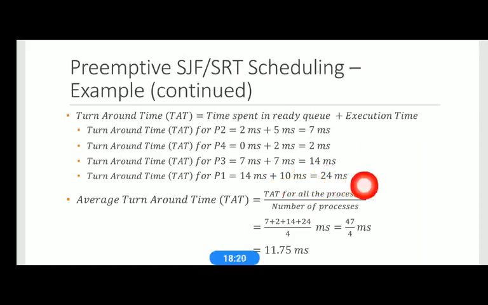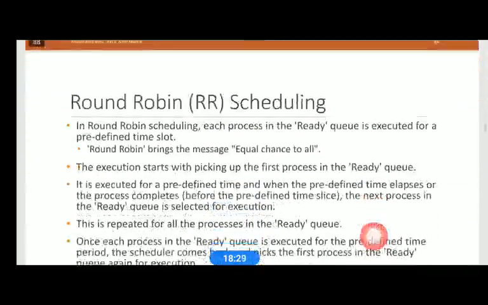Hence the TAT for all the processes is the sum of 7 plus 2 plus 14 plus 24, which is 47, divided by 4 will give you 11.75 millisecond.